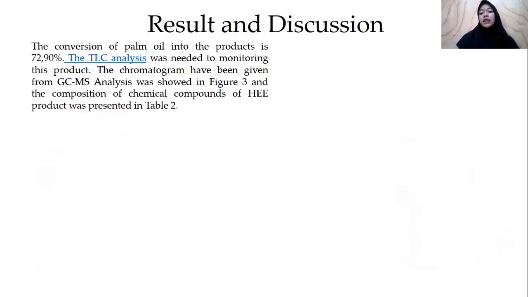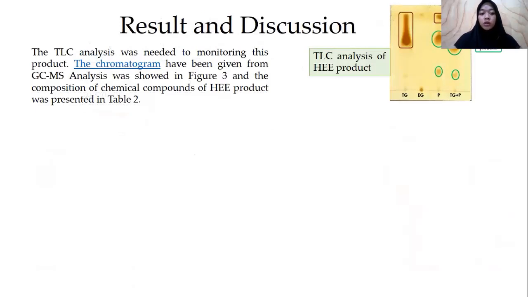Next, this is the result and discussion for hydroxyethyl ester. The conversion of palm oil into the product is 72.9%. The TLC analysis was needed to monitor this product. This picture shows the result of monitoring product synthesis by TLC analysis. The spot marked with a green filter was predicted as the hydroxyethyl ester product, and the spot marked with a brown square was predicted as triglycerides. According to this result, the hydroxyethyl ester product was successfully formed because there is minimal triglyceride in the product and also new spots form in the product.